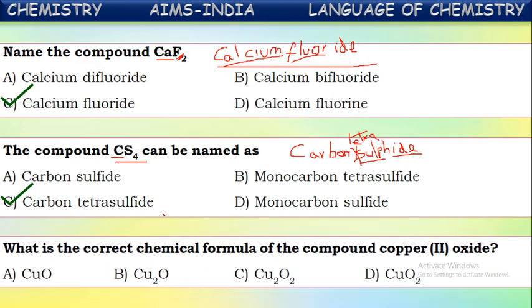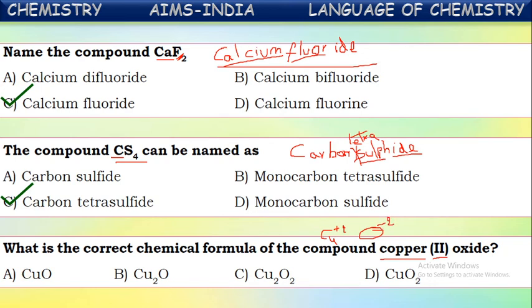What is the correct chemical formula of the compound copper(II) oxide? So here this 2 represents the valency of copper in this compound. As copper is a variable valent element, the valency of copper in this compound is prescribed in the bracket as a Roman number. It represents its valency 2 in this compound. Now copper is plus 2, and the oxide formula we know as O minus 2.